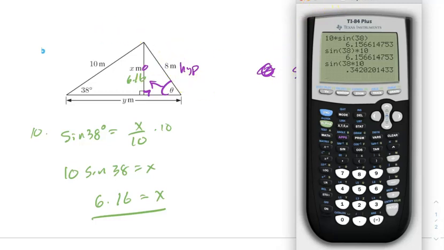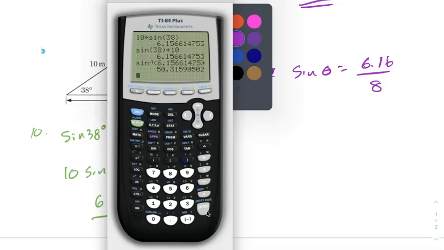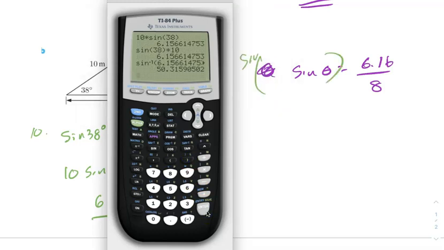Now I'm going to put it in my calculator. I'm not going to use the rounded value. I'm going to use the answer I actually had up here. So we're going to use sine inverse of both sides, and I'm going to use 6.16 divided by 8. And I'm going to get theta is approximately 50.3. So there's my angle.